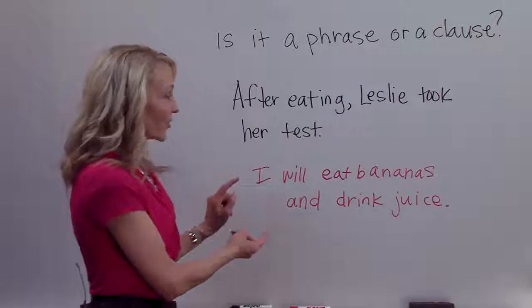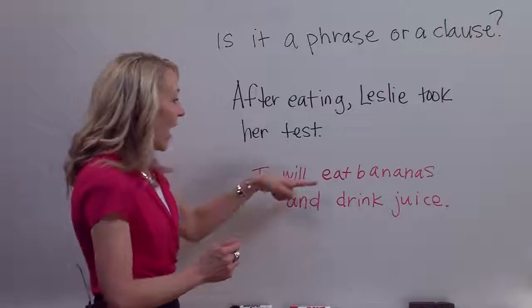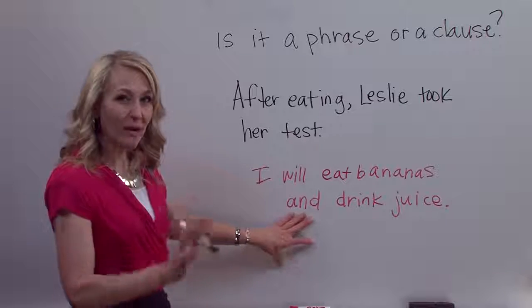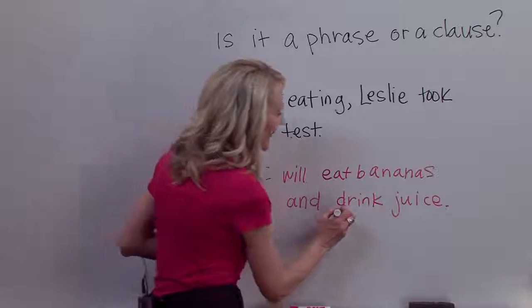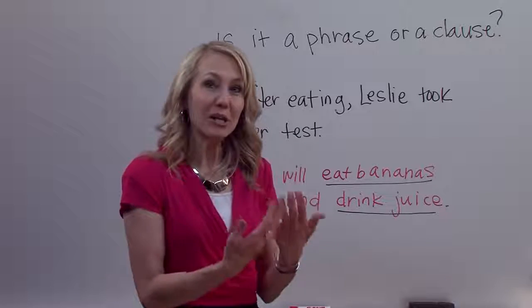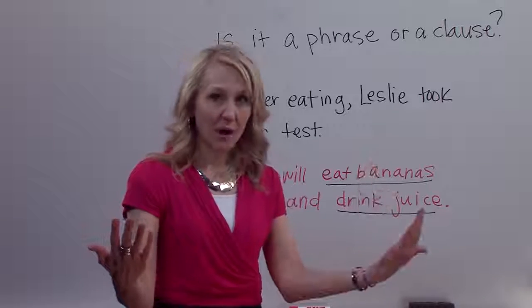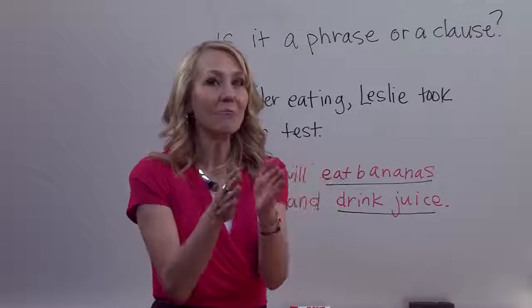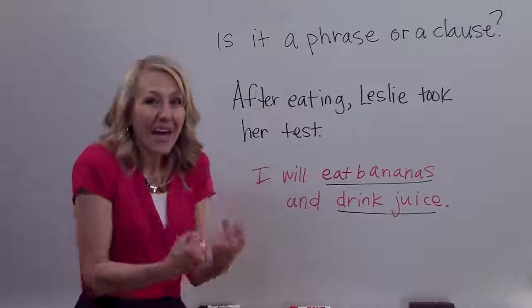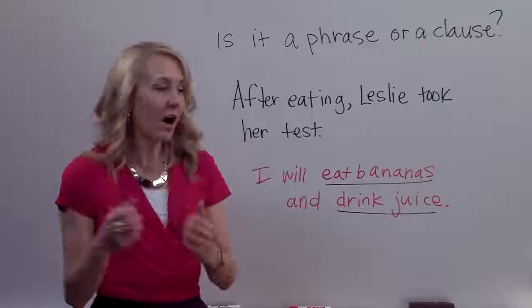Okay, in this sentence here in the red, I have, I will eat bananas and drink juice. Now, I have here two verb phrases. This is my fanboy coordinating conjunction, and in fact, it's linking two verb phrases. A phrase typically has a subject or a verb, so a noun or a verb, but not both. When I have both a subject and a verb, then I'm dealing with a clause. It takes my phrase and it makes it into a clause.